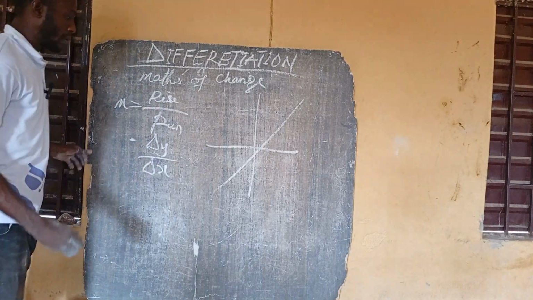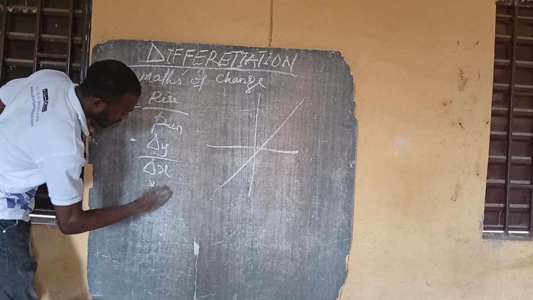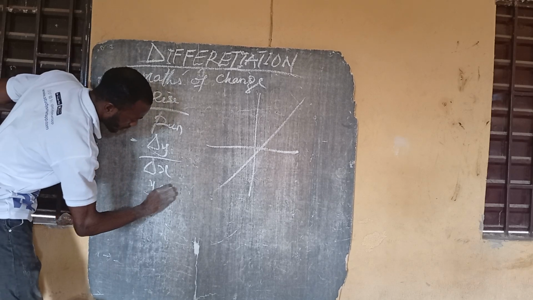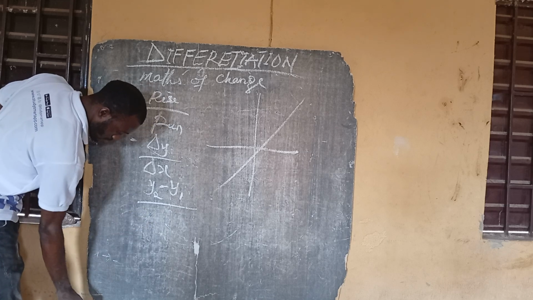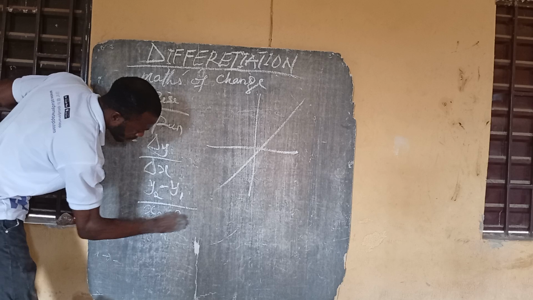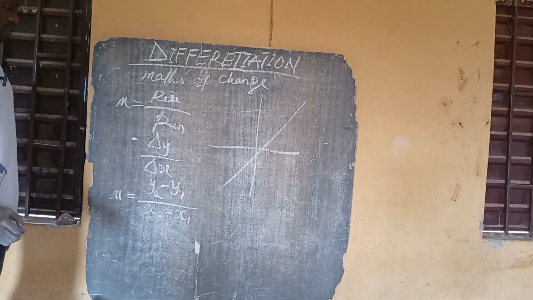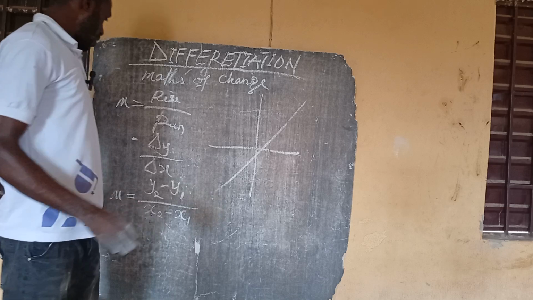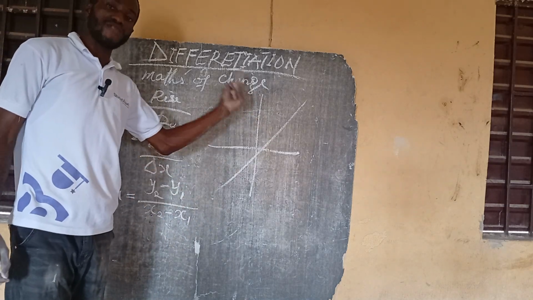Now, if this is the case, how do you measure the change in y? The change in y is basically y2 minus y1, over x2 minus x1. So that is our formula for calculating the rate of change. That is for a linear function.